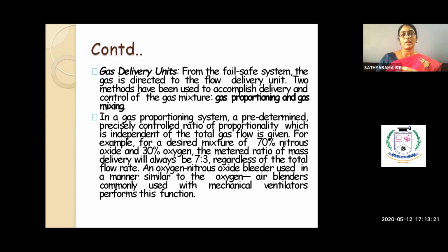So now the gas is moved into your anesthesia machine. So oxygen, nitrous oxide is coming into your anesthesia machine. It has to be delivered. It has to be in proportion. So as we said, 25 to 75 or 30 to 70, right? So it has to be mixed or proportioned, right? So you can have a gas proportioning system or you can have a gas mixing system.